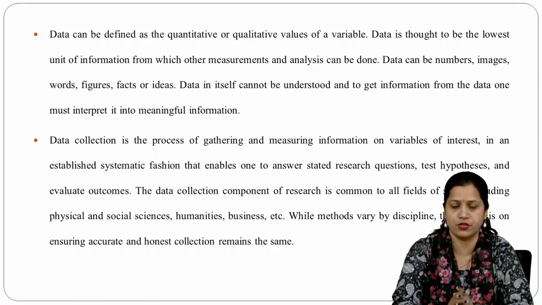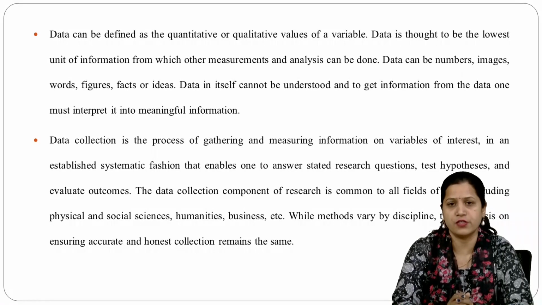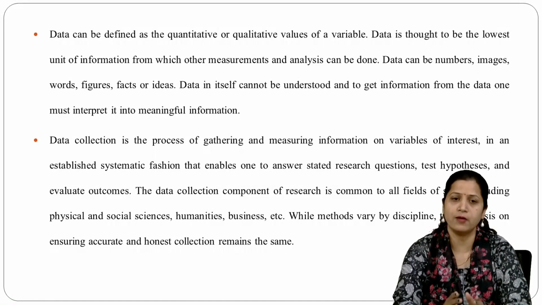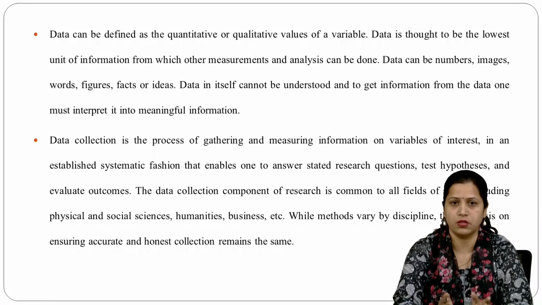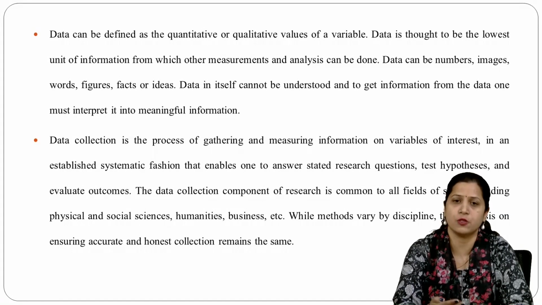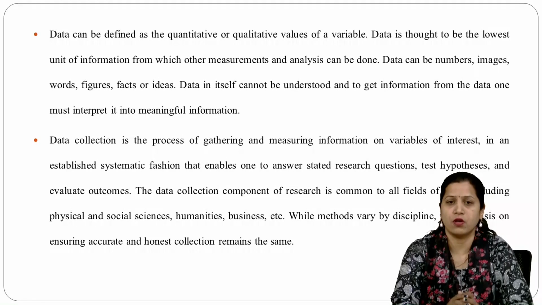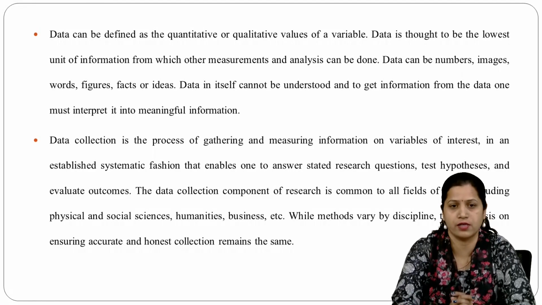Now the definition. Data can be defined as the quantitative or qualitative values of a variable. So data can be of both forms. It can be quantitative, it can be qualitative. Quantitative includes figures and numbers, and qualitative includes just the description of the information. Data is thought to be the lowest unit of information from which other measurement and analysis can be done. Data can be numbers, images, words, figures, facts, or ideas.